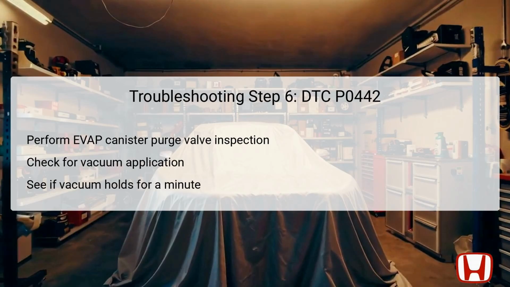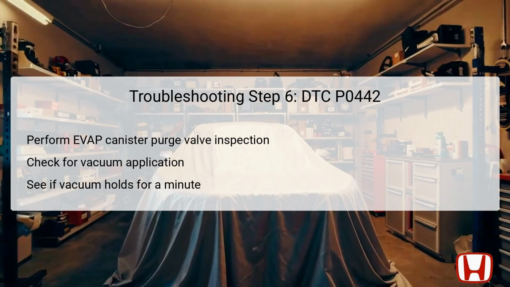For the sixth step, technicians will perform an inspection of the EVAP canister purge valve. This valve plays a crucial role in controlling the flow of vapors from the fuel tank to the engine where they can be burned. Initially, the vacuum line will be disconnected from the valve, and a vacuum pump and gauge will be connected to measure the ability of the valve to hold a vacuum.